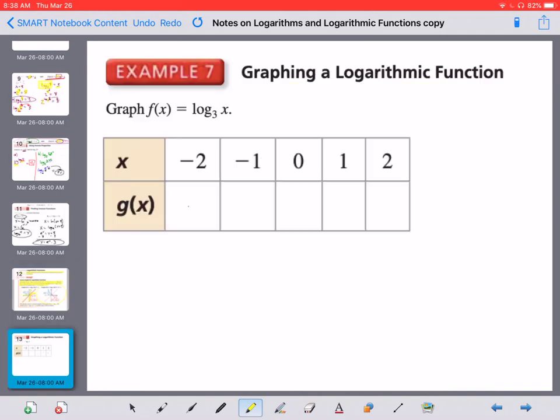So let's graph f of x equals log base 3 of x. We're not going to graph that first. What we're going to graph is the inverse, which is g of x equals 3 to the x.